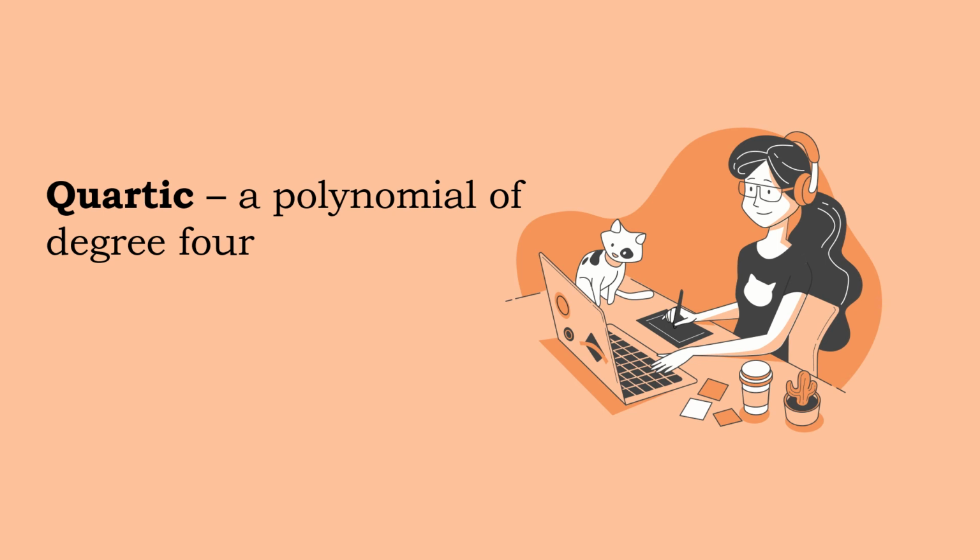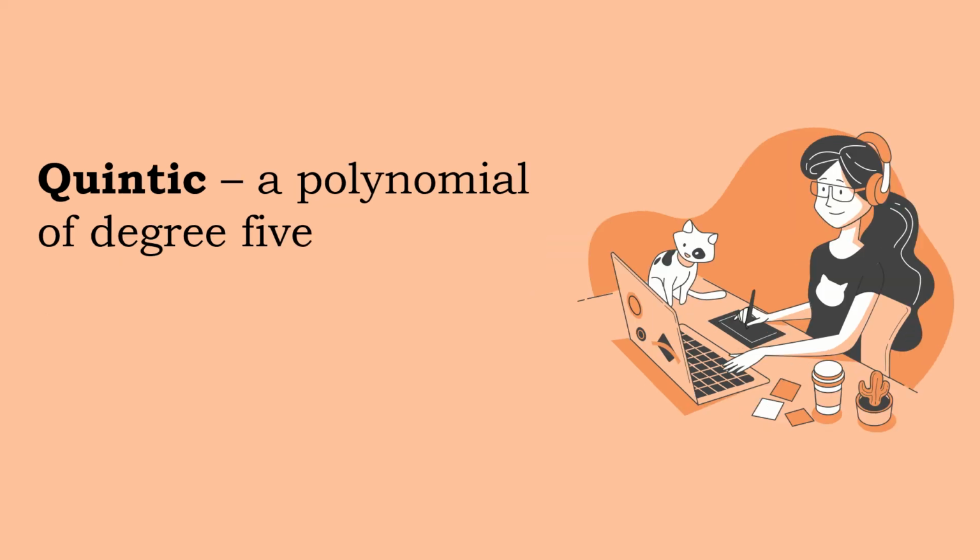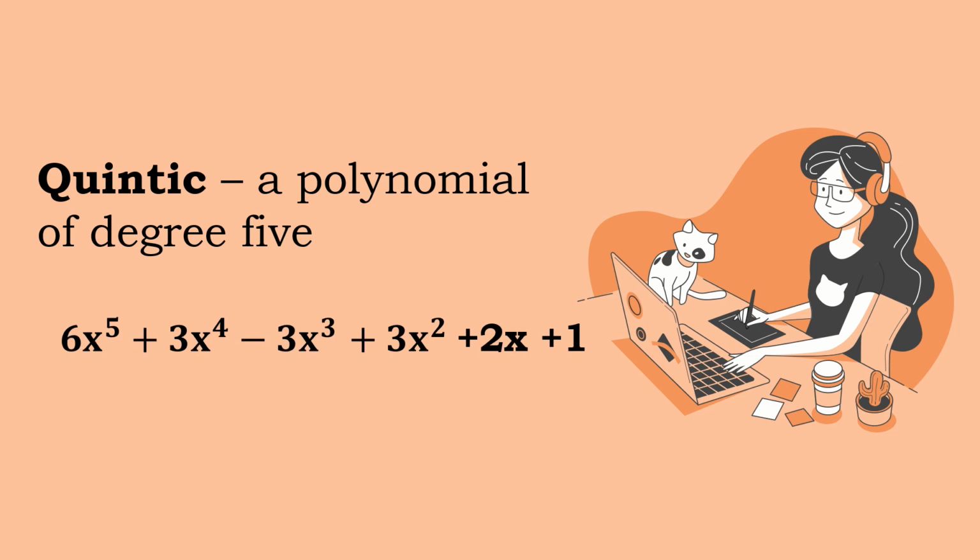Quartic, a polynomial of degree 4. So our highest exponent is 4. The biggest exponent, meaning quartic, a polynomial of degree 4. It is called quartic because the highest exponent is 4. Quintic, a polynomial of degree 5. Meaning the highest exponent is 5.